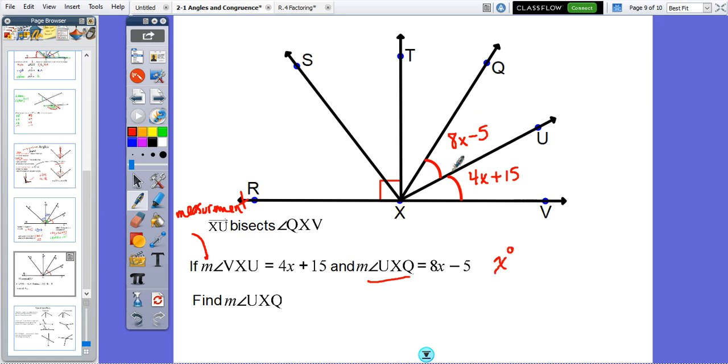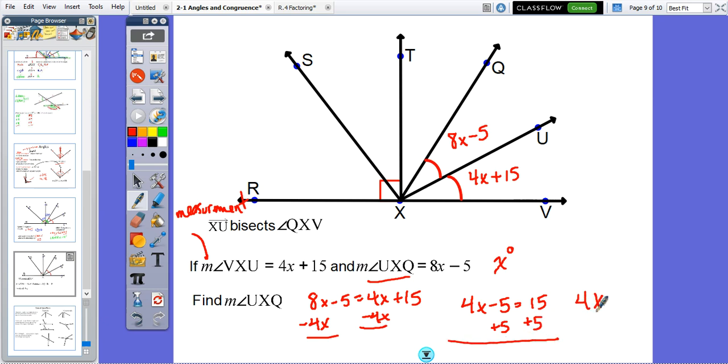Now, looking at these two angles, we do know they're congruent and they're adjacent, but that's not as relevant as the congruent part. But because they are congruent, we can set those equal to each other. Remember, anything that's congruent is equal to each other. So we say 8x minus 5 equals 4x plus 15. So we're going to do a little bit of math here. We're going to subtract our 4x, so minus 4x, minus 4x. That gives us 4x minus 5 equals 15. And then we're going to add 5 to both sides, plus 5, plus 5. This is 4x equals 20, and of course we will divide by the 4 at the end.